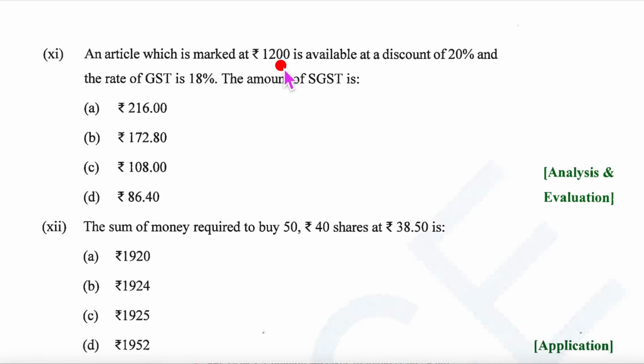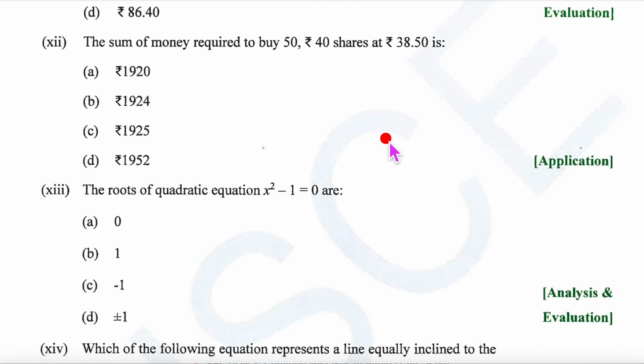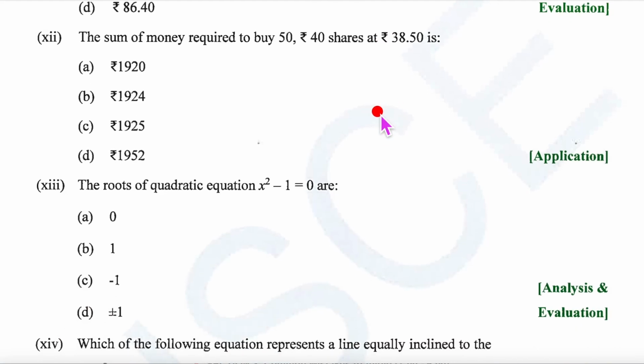Article is marked at 1200. Available at a discount of 20%. I can find out the discount. Then I can find SGST as 9% of that value, which is doable. I'll need to work it out. I'll have to be careful about the decimal places.